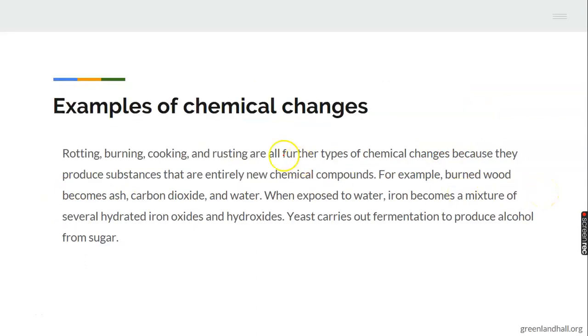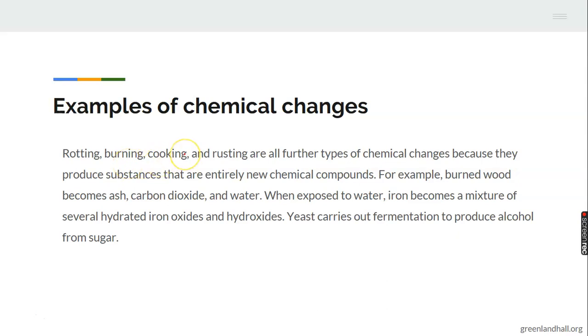Okay, examples of chemical changes. For instance, you have rotting. Maybe your banana becomes rotten. When you leave your banana for a period of time, you realize that it won't be as fresh as it was initially. Then burning, whether you are burning wood or burning anything, that's an example of what? Chemical change.